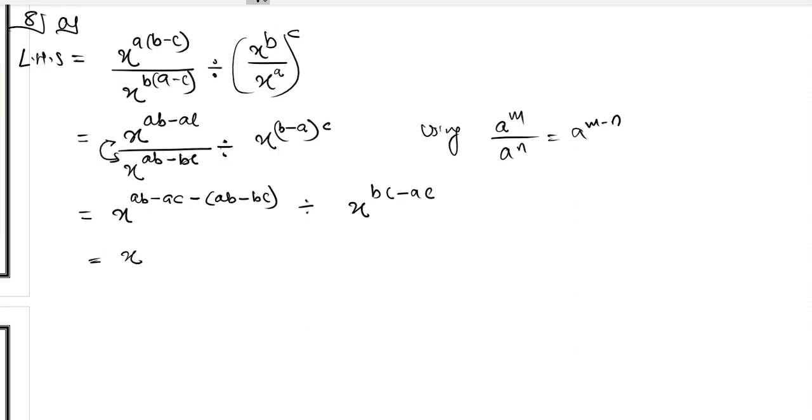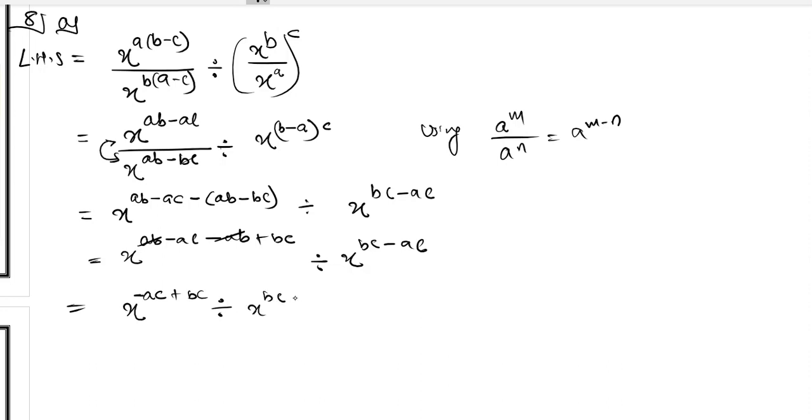Right, so let's simplify. x raised to ab minus ac minus ab plus bc divided by x raised to bc minus ac. So here minus ab plus ab gets cut and we are left with x raised to minus ac plus bc divided by x raised to bc minus ac. And again using the same law, a raised to m divided by a raised to n is equal to a raised to m minus n.